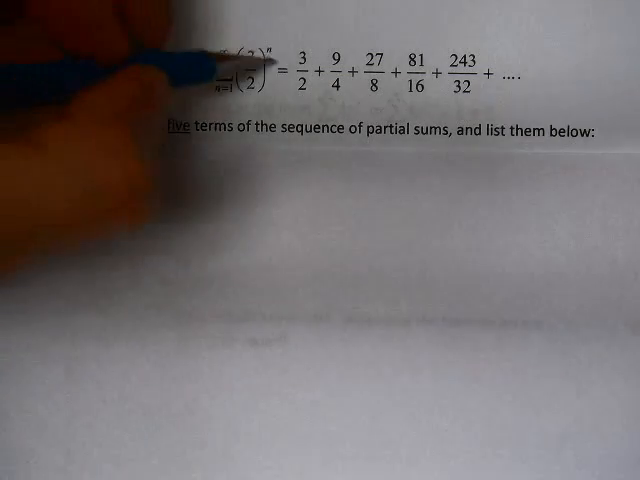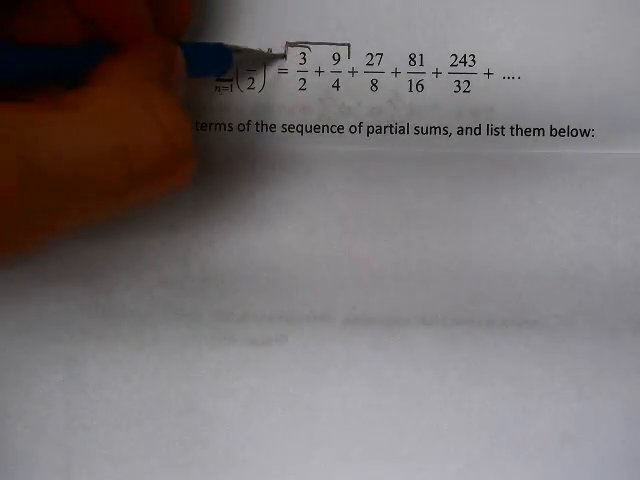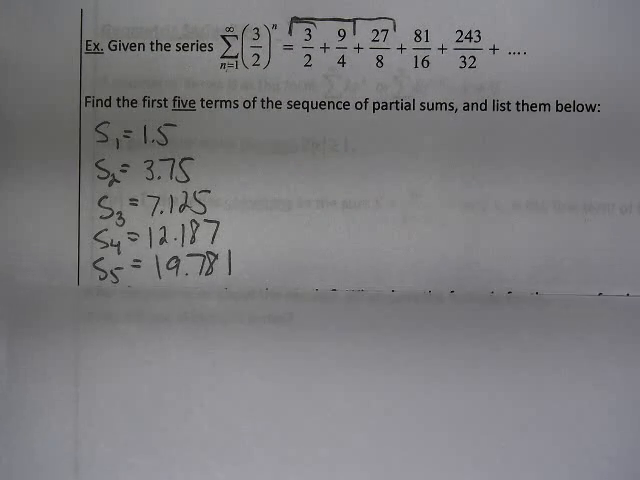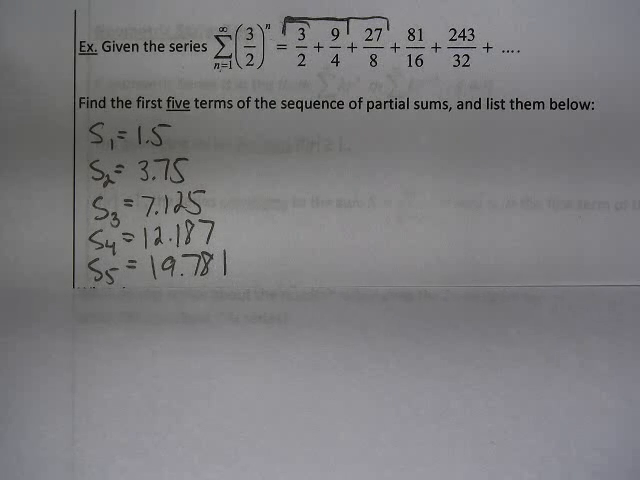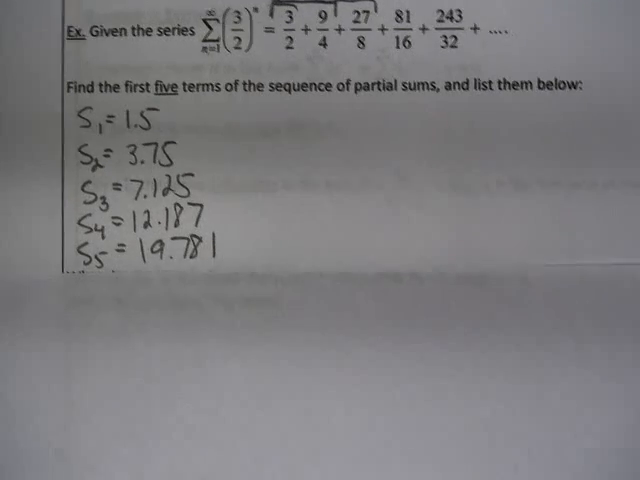So again, for S sub 1, it's just this one. S sub 2, it's the first 2 added together. S sub 3, it's the first 3, and so on. So again, you don't have to wait as I type that into the calculator, but here are our first 5 partial sums. I think you'll see right away why I only had to find the first 5 this time.